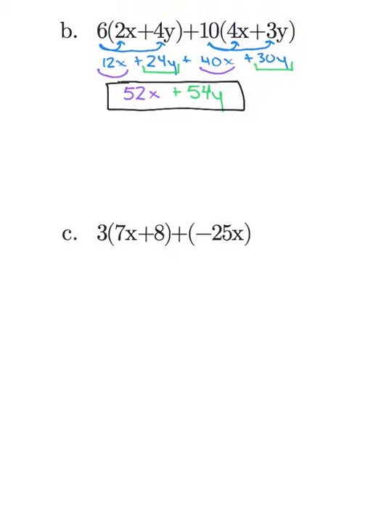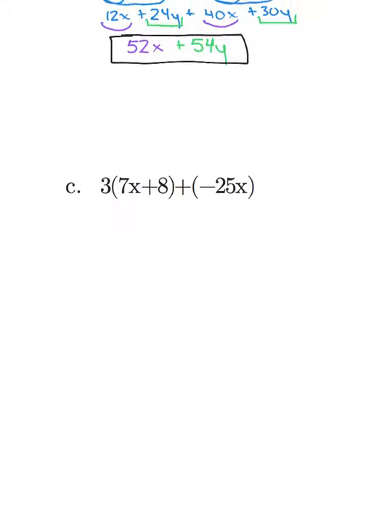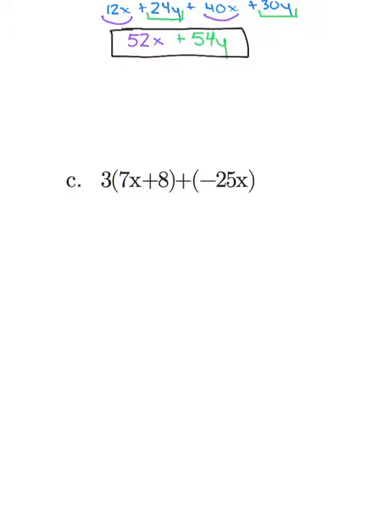Okay, so let's bring some negatives in here, just to kind of step up the difficulty just a little bit. So if we look at example C, we have 3 times (7x plus 8) plus negative 25x. Let's start by distributing. We get 3 times 7x is 21x. 3 times 8, we get 24. And I'm going to bring down my negative 25x.